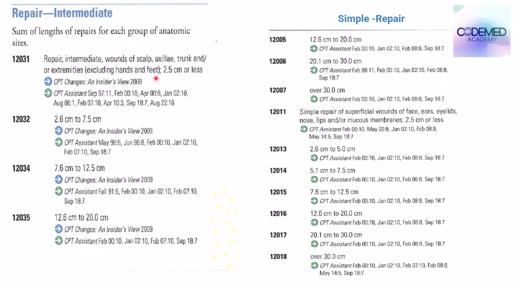So this particular body group has scalp, axilla, trunk, and extremities, excluding hands and feet. And this is the same way we have it for the simple repair also. So this body group is very important because we can add together, if there is a face, the simple repair of the wound of the face and the ear. If they have given, we can add together because the body group is the same.